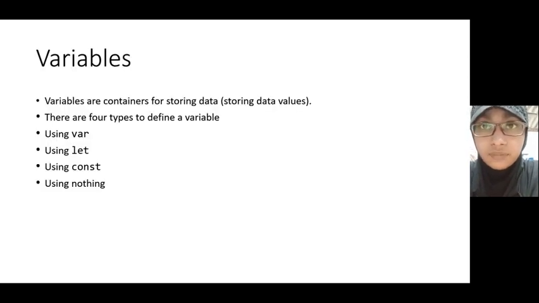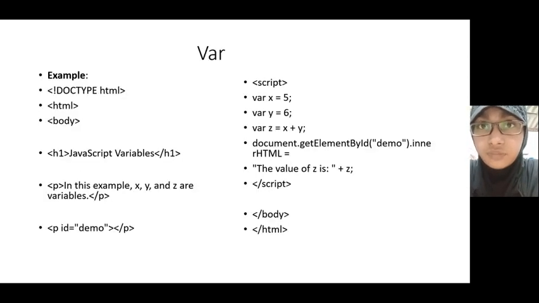Let us move forward. JavaScript also has the concept of variables. Variables are the containers for storing data. There are four ways to define a variable. We can define variables using var, using let, using const, and we can also define variables by using nothing. We have seen let and const to define variables in our previous pages. Now let us move on.